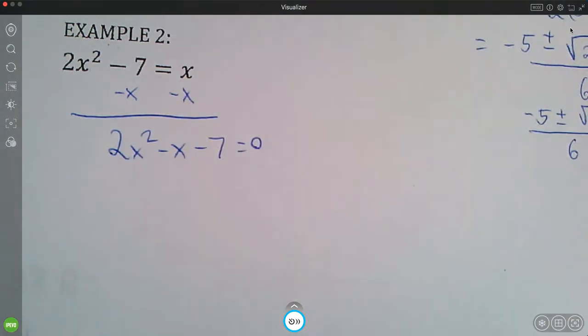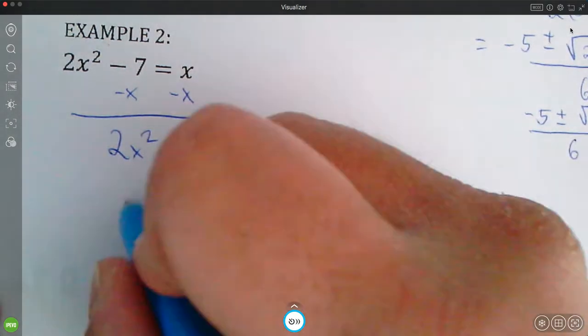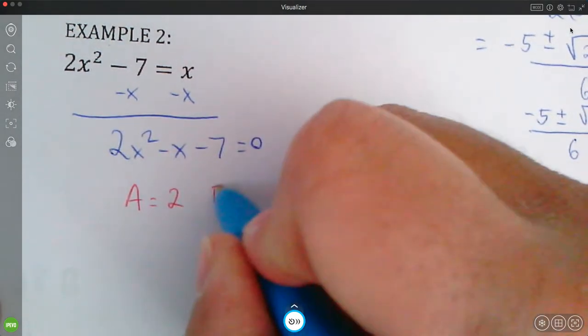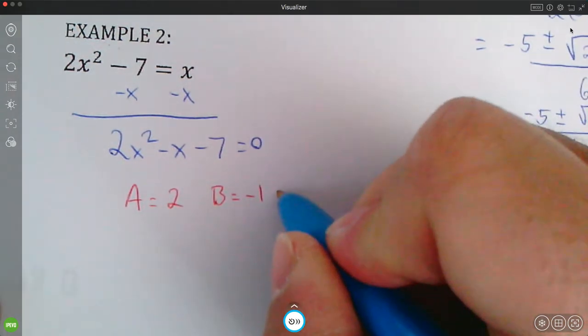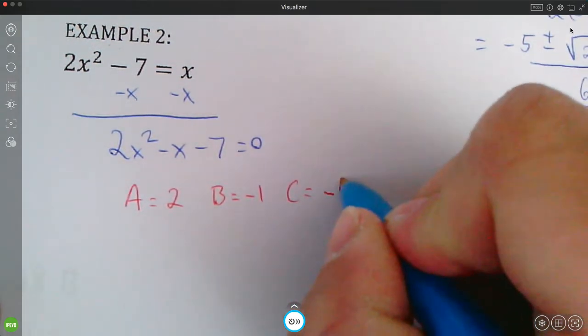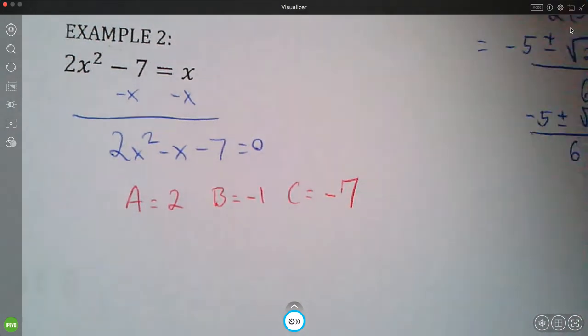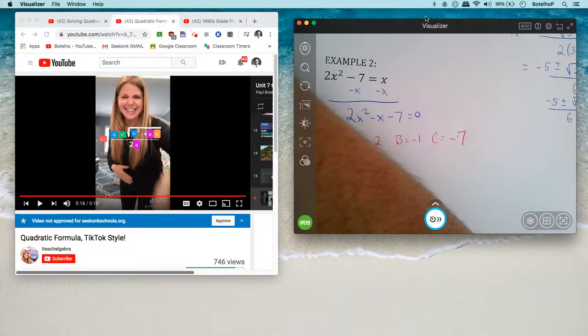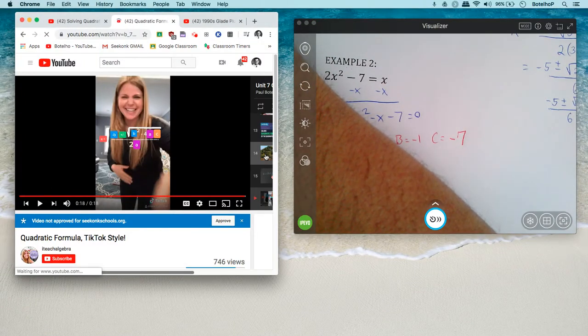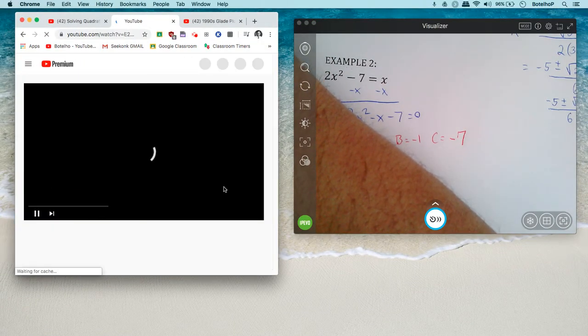Okay, so now let's label our A, B, and C. So our A is 2, our B is negative 1, and our C is negative 7. We'll write out the quadratic formula. In case you didn't remember it, let's go to a different guy here. Remember this guy? We realized was German.